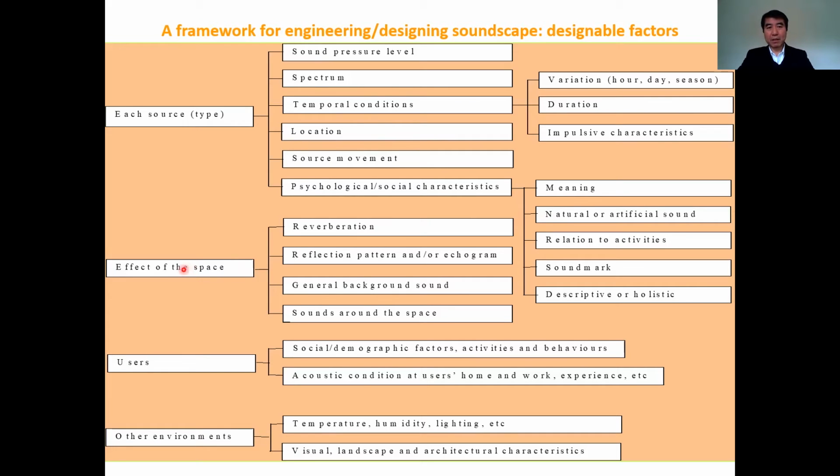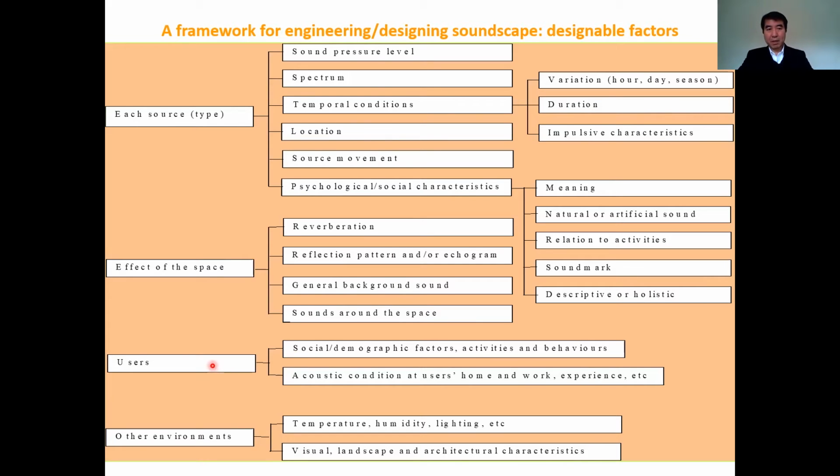Another side is we can design space. For example, whether a space like an urban square is reverberant or not, the reflection pattern, whether it has a focus point, and whether it's a quiet place in a noisy area or a noisy place in a quiet area. What kind of sound sources around that space do you want to design? So that's also another side of designing space.